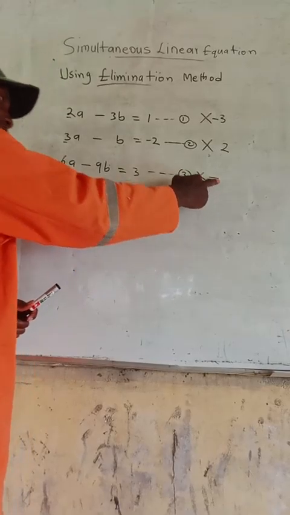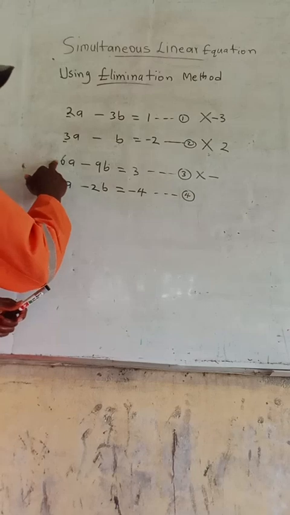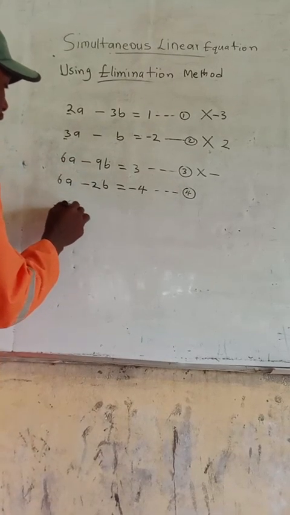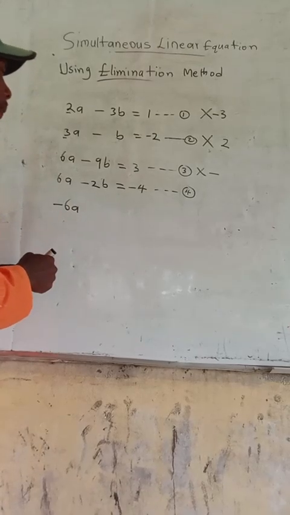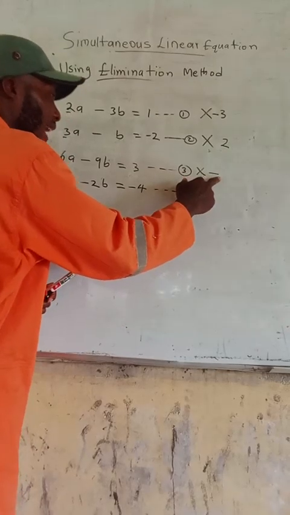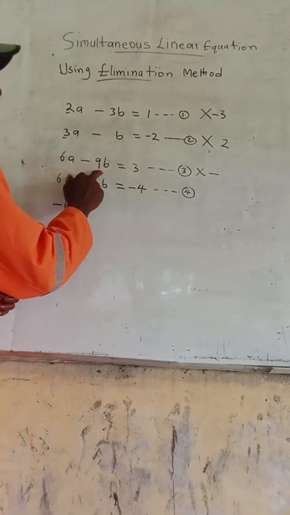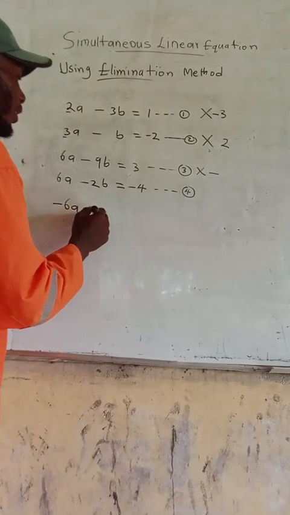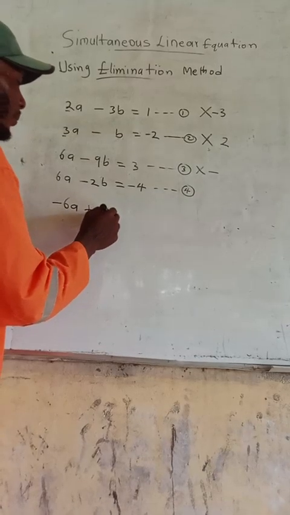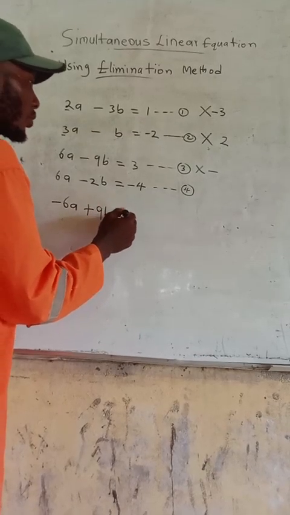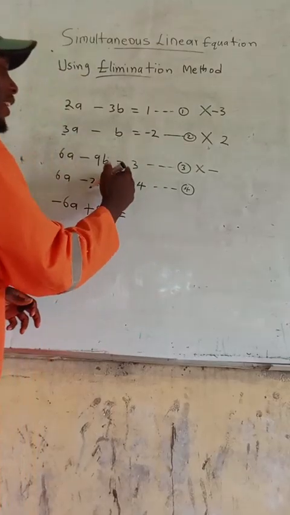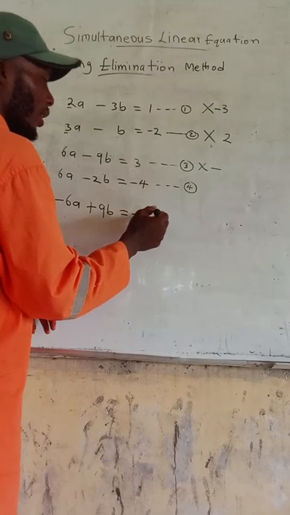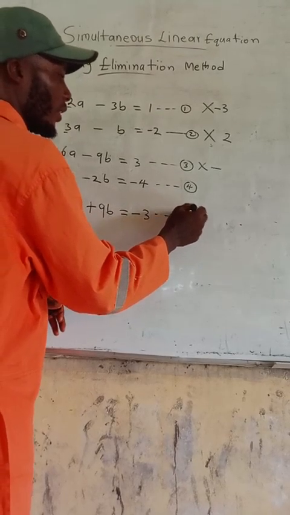Minus times plus 6a is going to be what? Minus 6a. Are you getting it? Minus times minus 9b. You know, minus times minus is plus. So this one becomes plus, and we have 9b, which is equal to minus times plus here. It's going to make this one minus 3. And we can say this is equation 5.